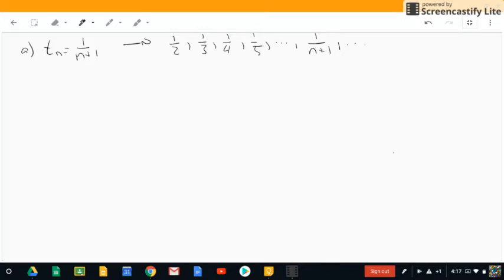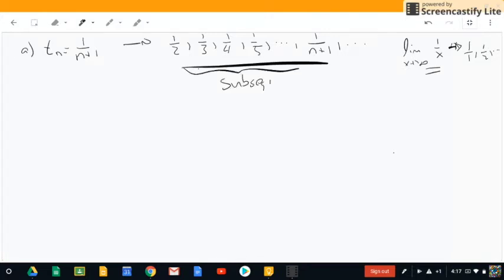Now, I want you to notice here that this is very, very similar to that limit that we were looking at just a little bit earlier when we let x go off to infinity of 1 over x. The only difference between this one and this one is our starting point. This one would have started at 1 over 1, 1/2, and so on. This one doesn't. That would mean that this one is a subsequence of this one over here. The only difference between them is we're missing that one starting point.